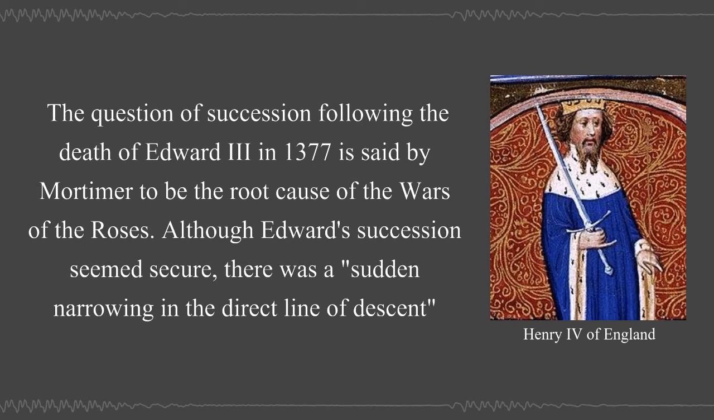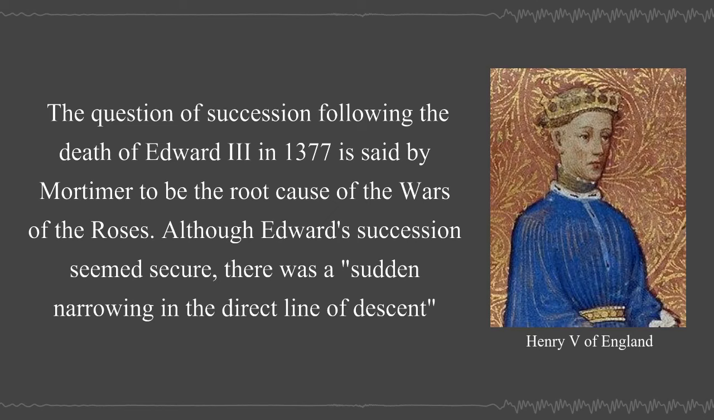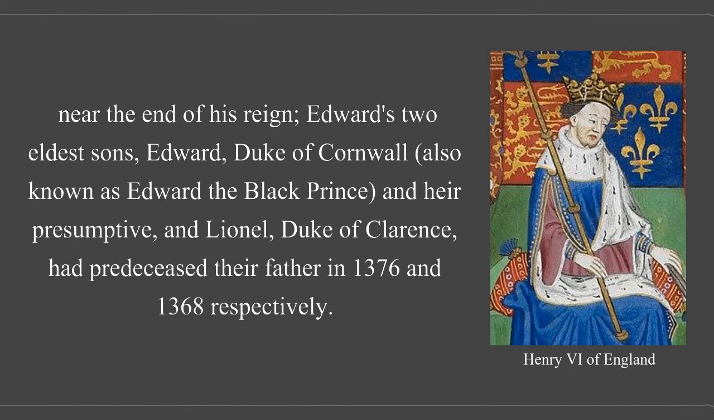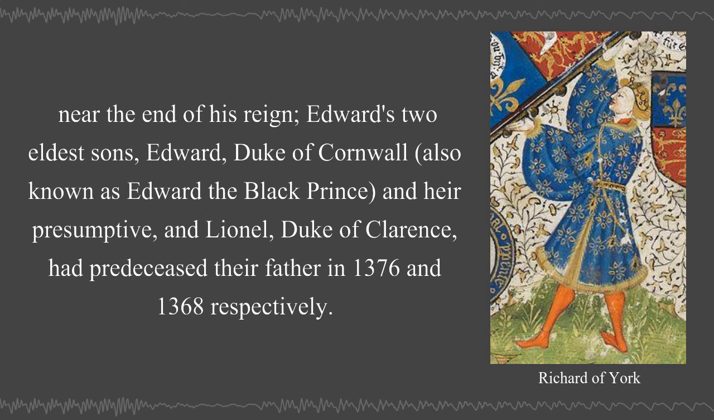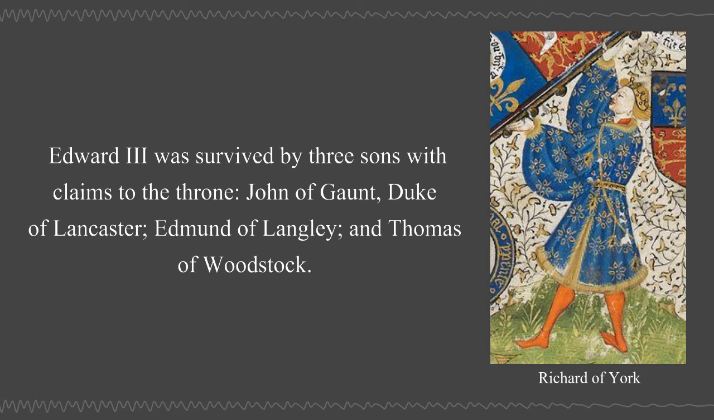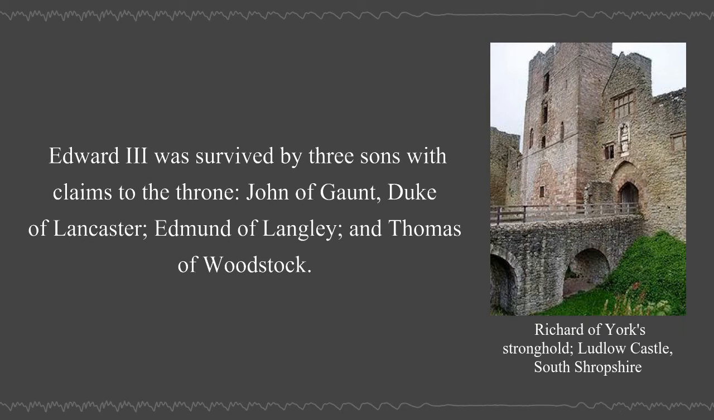The question of succession following the death of Edward III in 1377 is said by Mortimer to be the root cause of the Wars of the Roses. Although Edward's succession seemed secure, there was a sudden narrowing in the direct line of descent. Near the end of his reign, Edward's two eldest sons, Edward Duke of Cornwall, also known as Edward the Black Prince, and heir presumptive, and Lionel Duke of Clarence, had predeceased their father in 1376 and 1368, respectively. Edward III was survived by three sons with claims to the throne, John of Gaunt, Duke of Lancaster, Edmund of Langley, and Thomas of Woodstock.